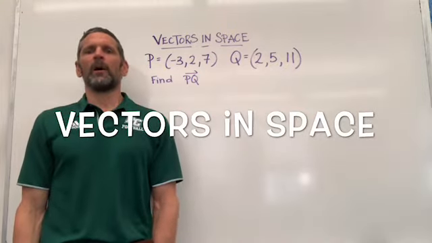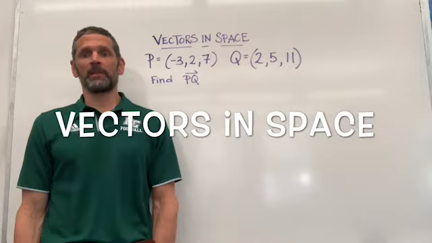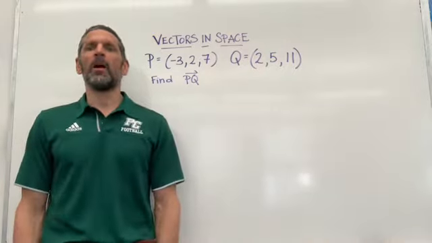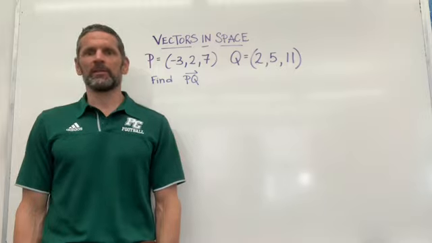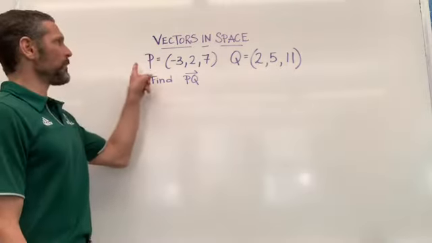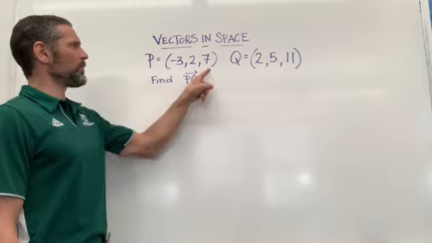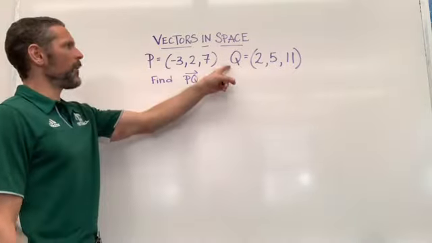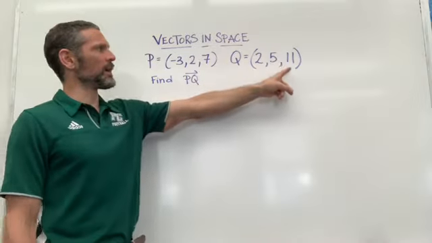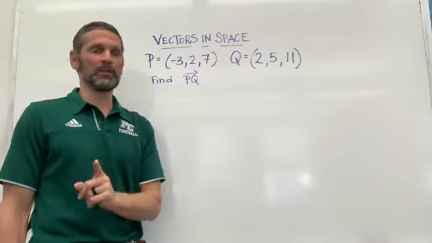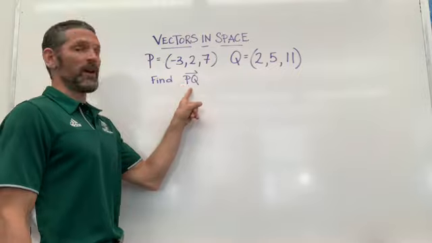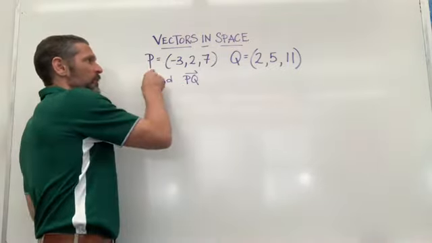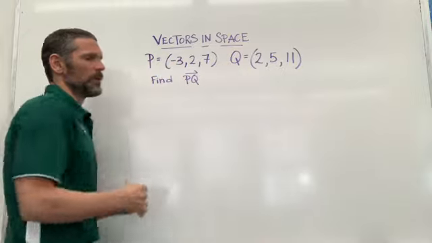If we are asked about vectors in space, notice I'm given a point P with curvy brackets. The curvy brackets mean this is a point. And point Q with curvy brackets. The curvy brackets mean this is a point. If you're asked to find vector PQ, well, that's a very specific vector from point P to point Q.